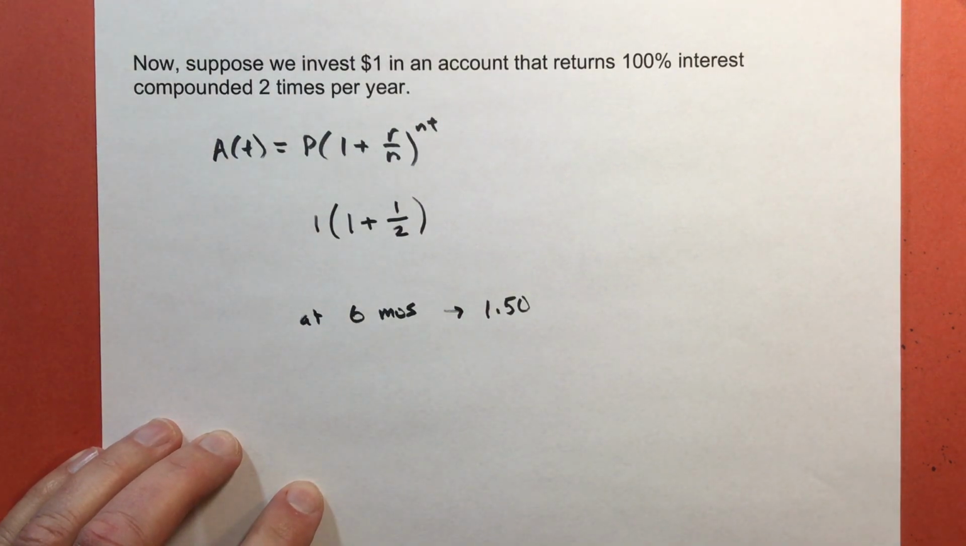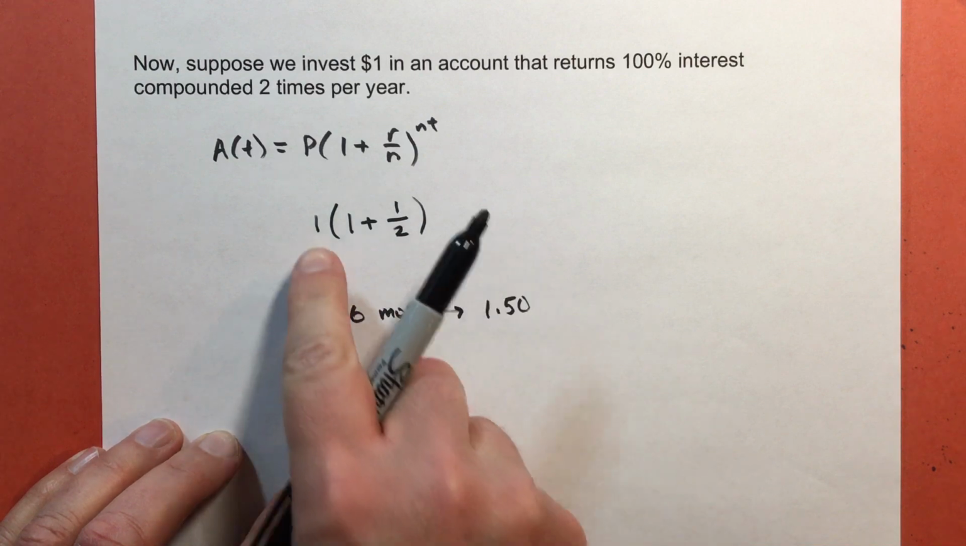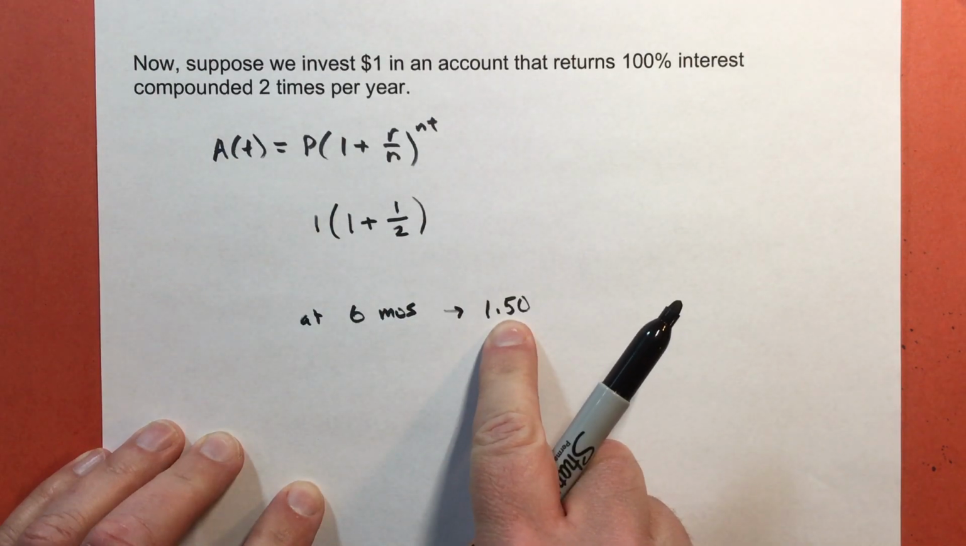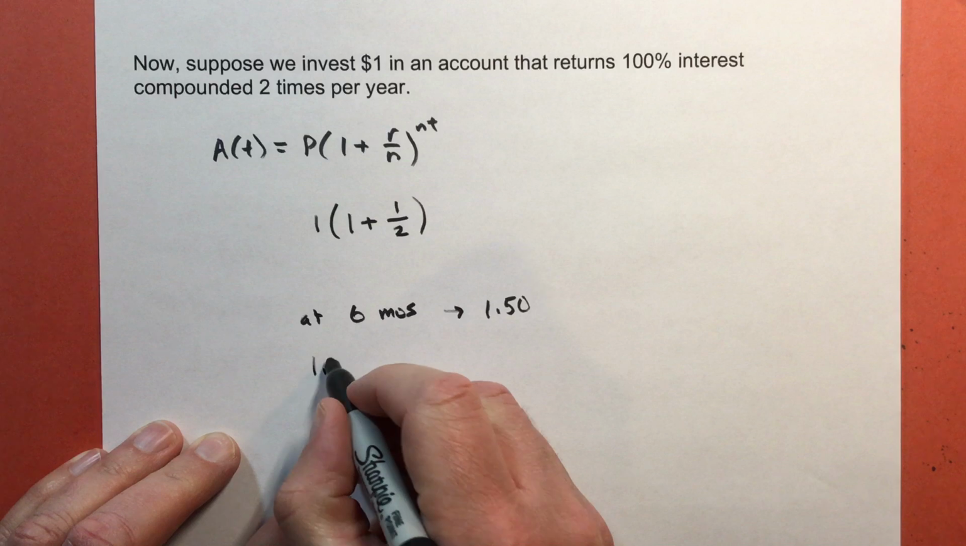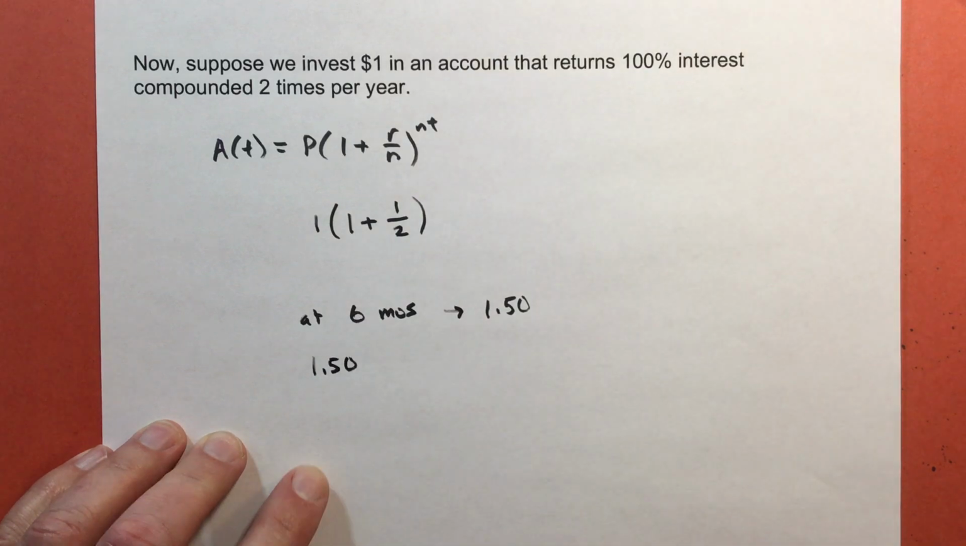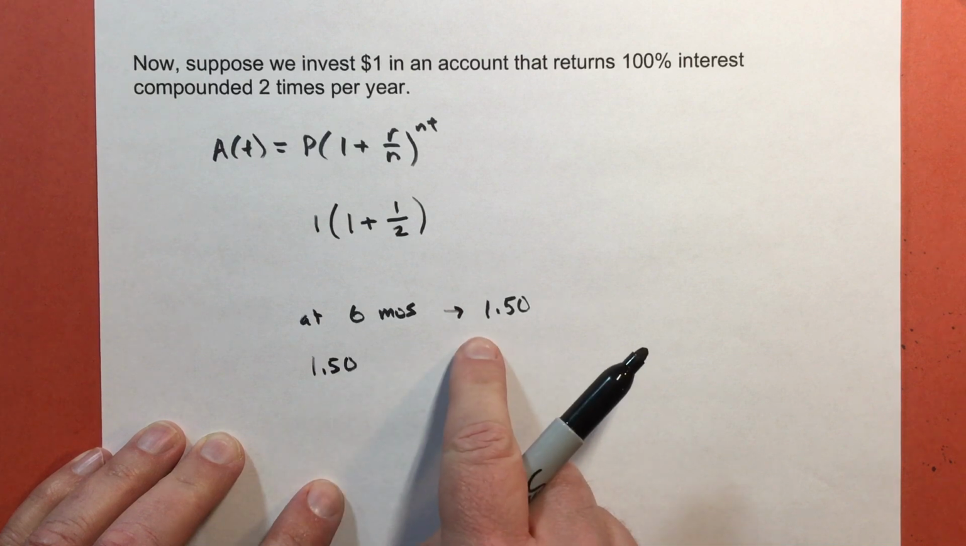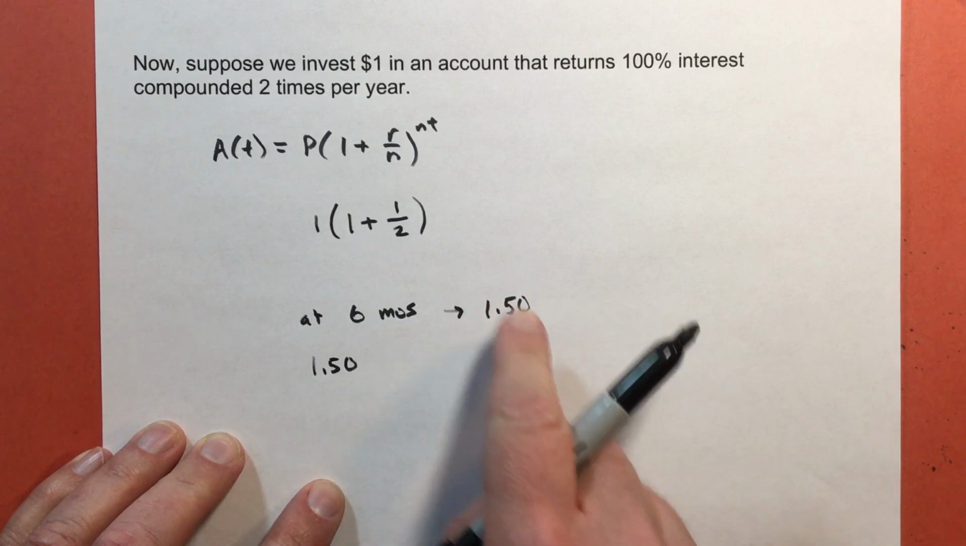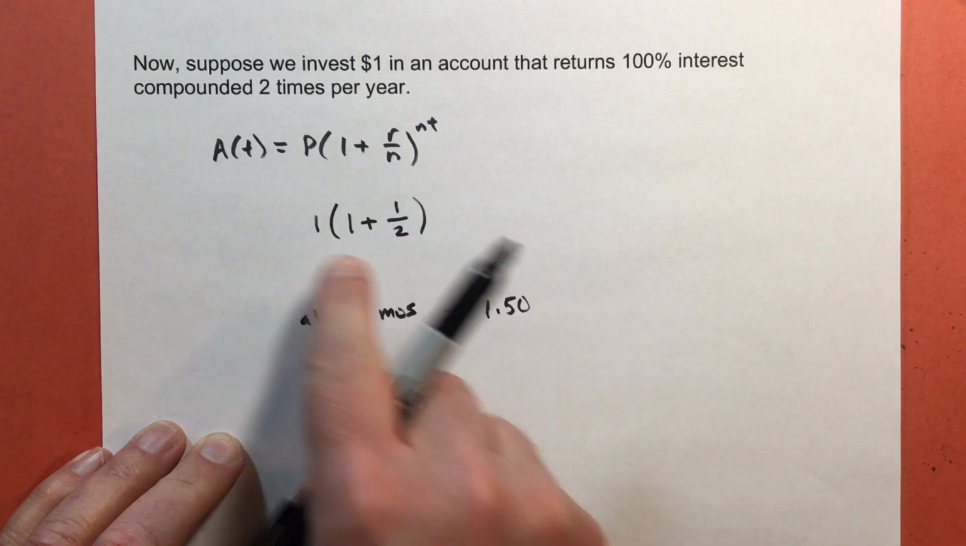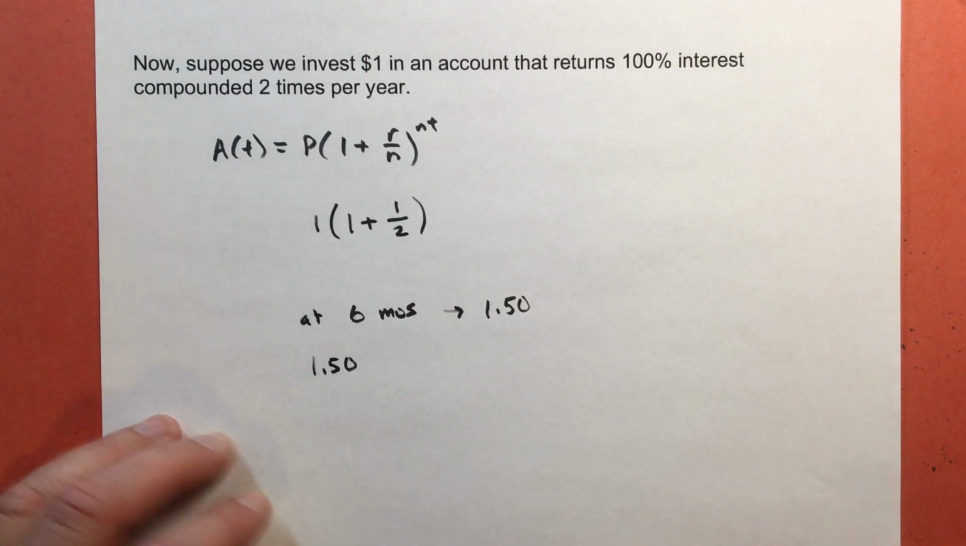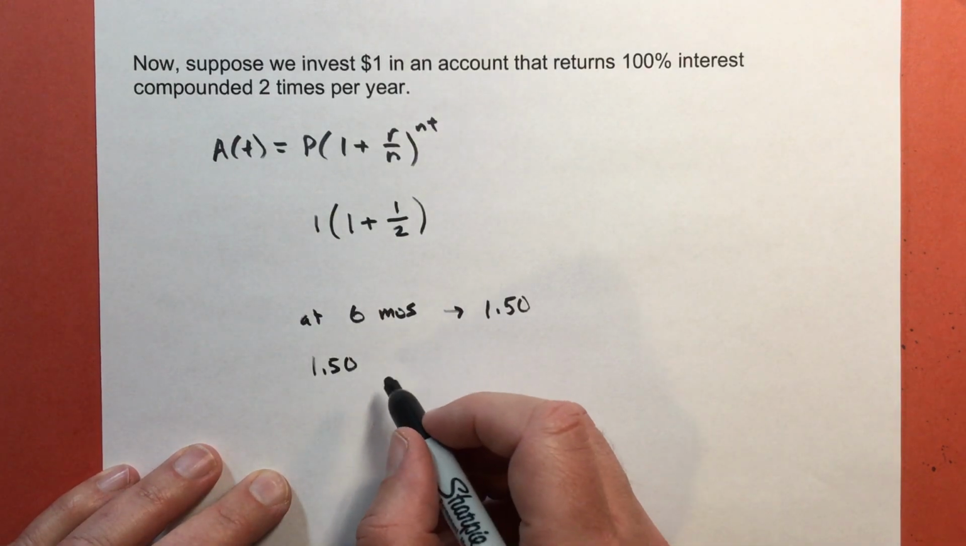So now check this out. Now I start over again, but this time instead of starting off with $1, I start off with $1.50. So my principal is now $1.50. I'm putting more money into my savings account than I did at the beginning.